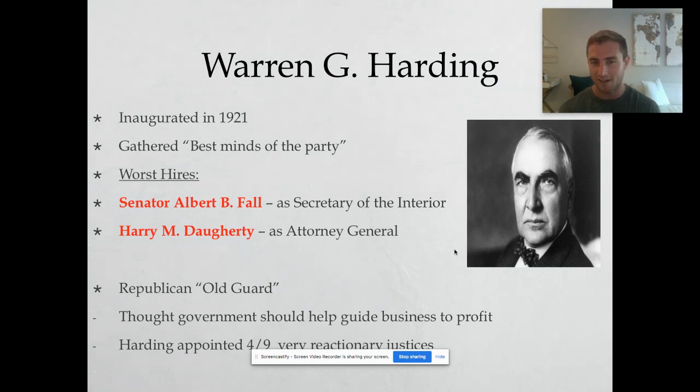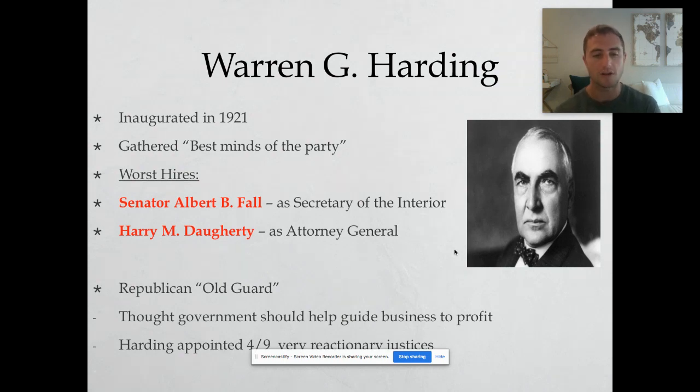Harry Dougherty is our Attorney General. He's a small town lawyer and a crook. He is going to be caught in some bribes and selling illegal liquor pardons. He's going to be convicted and resign. We see some major scandals in the Harding administration, the biggest of which will be the Teapot Dome scandal.